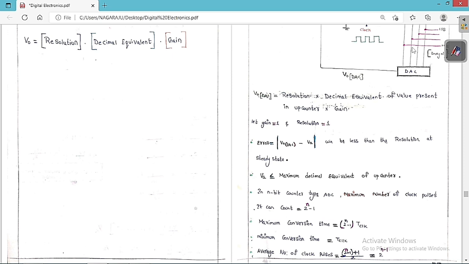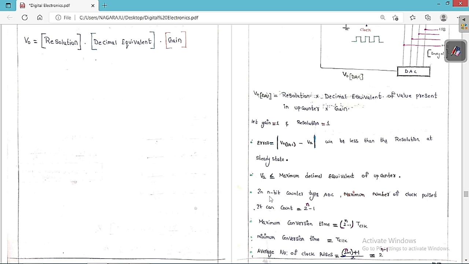Within this, it must read its corresponding analog voltage VA. So within this clock time, it should read the corresponding binary input of this analog voltage. In an n-bit counter type ADC, the maximum number of clock pulses it can count is 2 to the power of n minus 1. This is the maximum; sometimes it can read even lesser than this, but the maximum value is 2 to the power of n minus 1. Within this many clock pulses, it should read that VA in binary format.